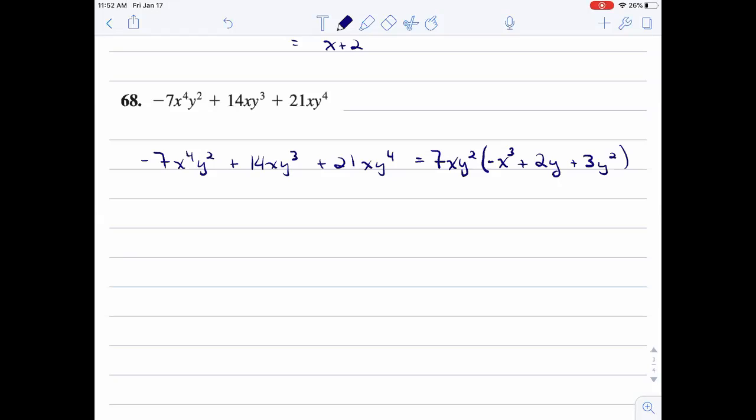Exactly. So one option, what we were talking about here, if you decided to pull out a negative here, you could do this, and then your next step could be to pull out this negative in front, so negative 7x y squared times x to the power of 3 minus 2y minus 3y squared. That would be the same thing. Just a matter of what you like. So, all right.